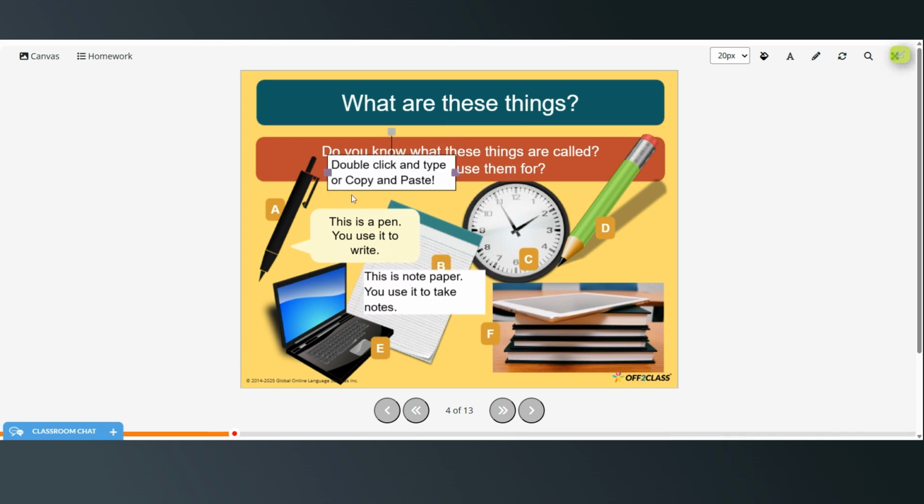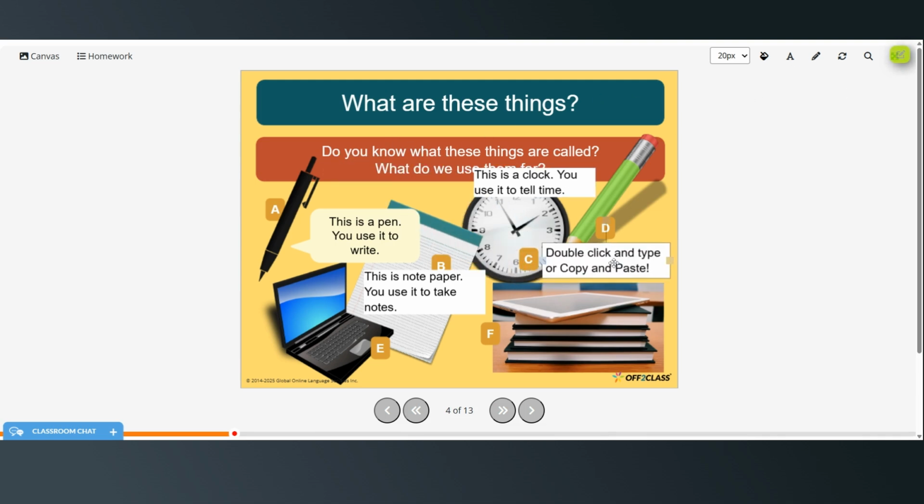Picture C. This is a clock. You use it to tell time. Picture D. This is a pencil. You use it to write.